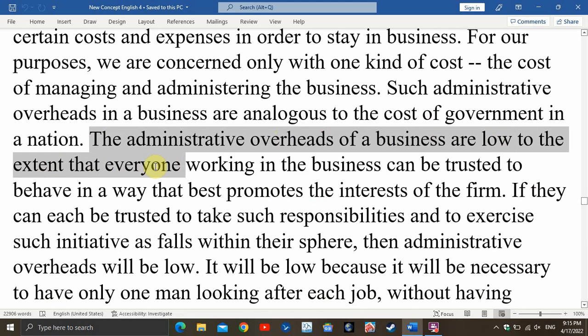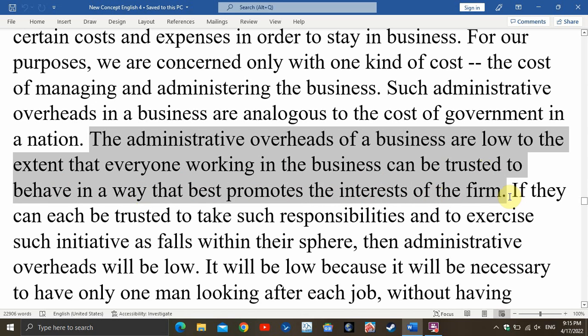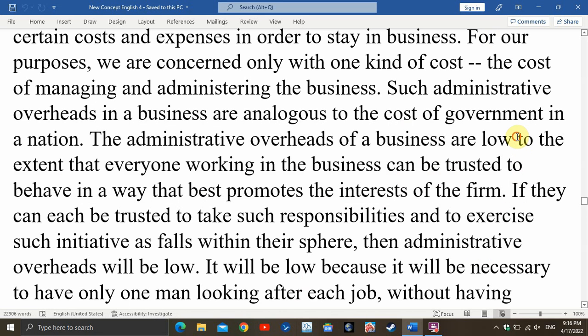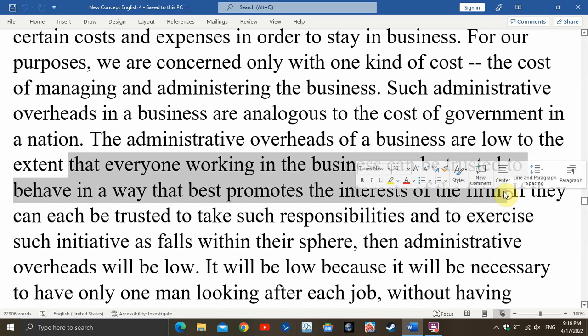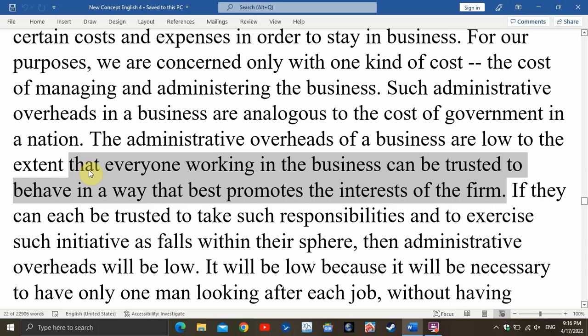The administrative overheads of business are low to the extent that everyone working in the business can be trusted to behave in a way that best promotes the interests of the firm. 这一句有一个介词短语 to the extent，到什么程度，对不对？后面这个 that 是一个从句，应该说是 extent 的同位语。什么程度？What kind of extent?